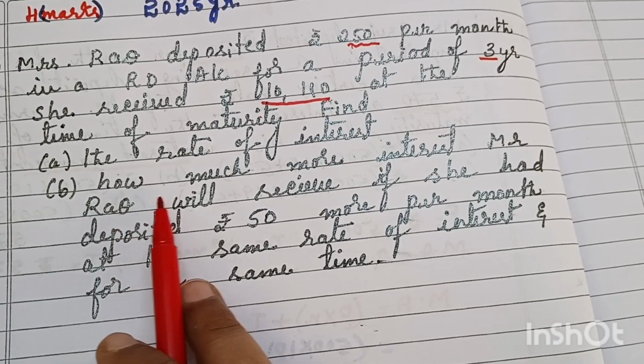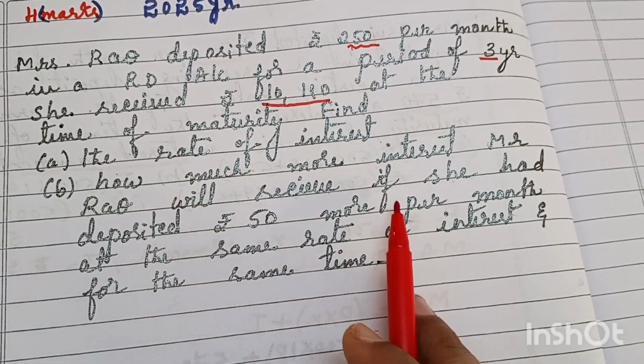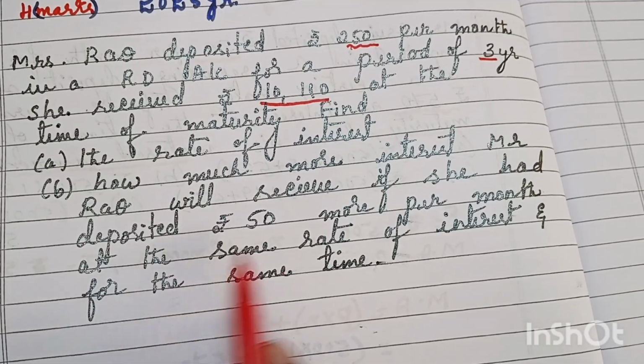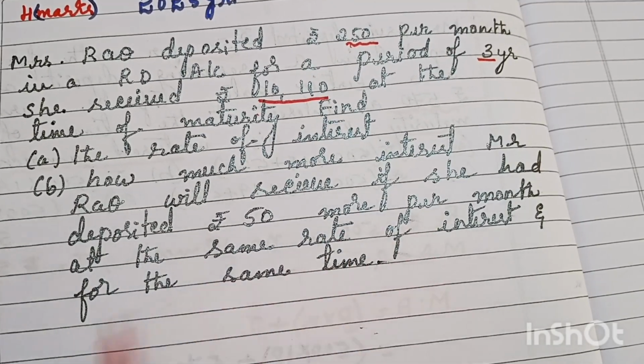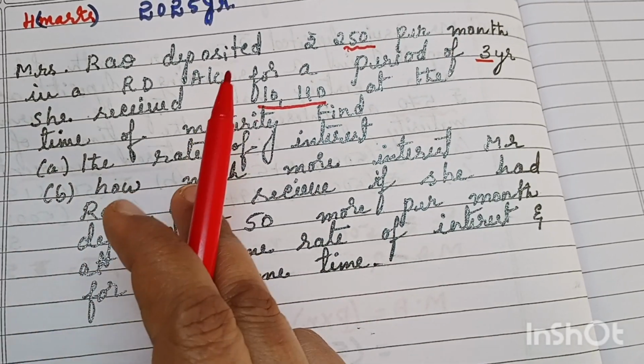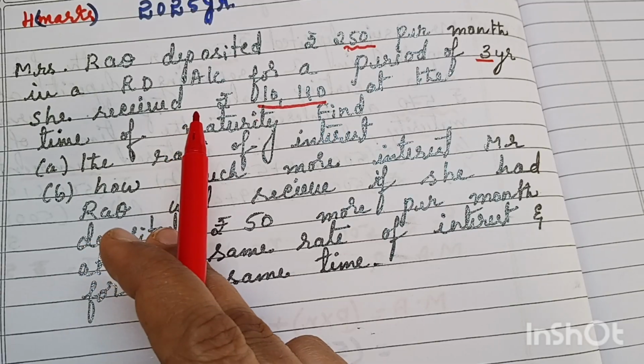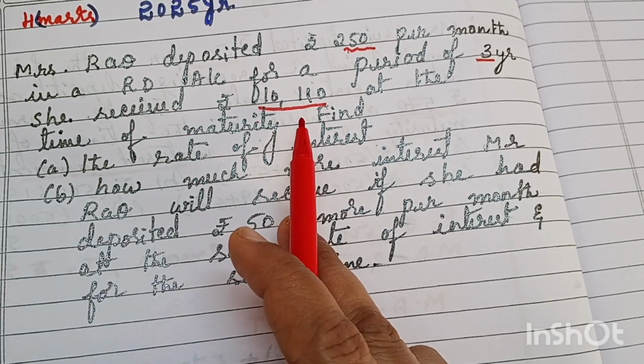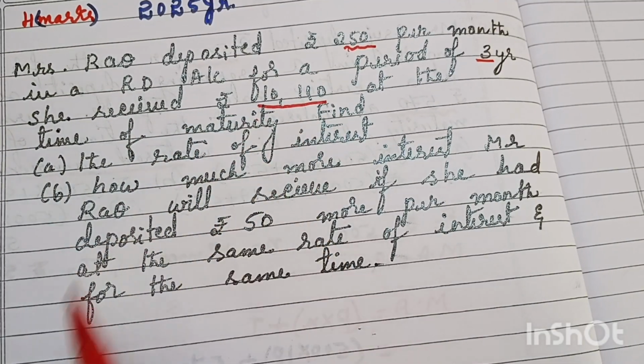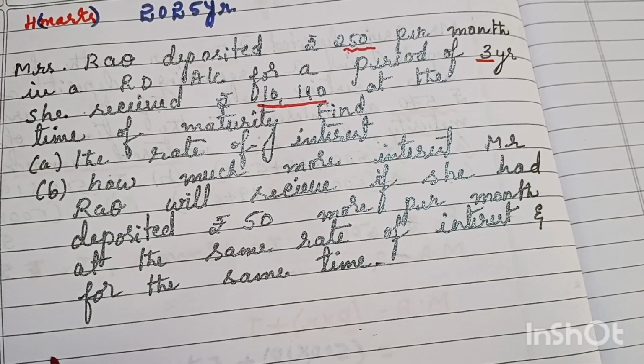Then how much more interest will Mr. Rao receive if she had deposited 50 more per month. So with the help of the simple interest formula, we find the rate of interest. Maturity value is given, so with the help of that we can find the remaining part, the rate of interest.